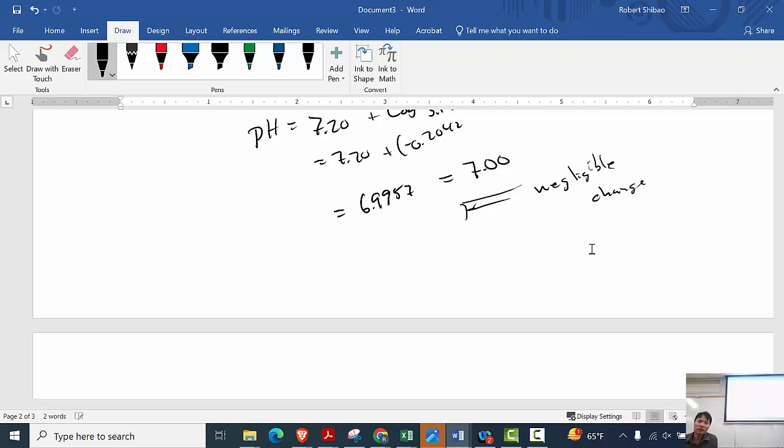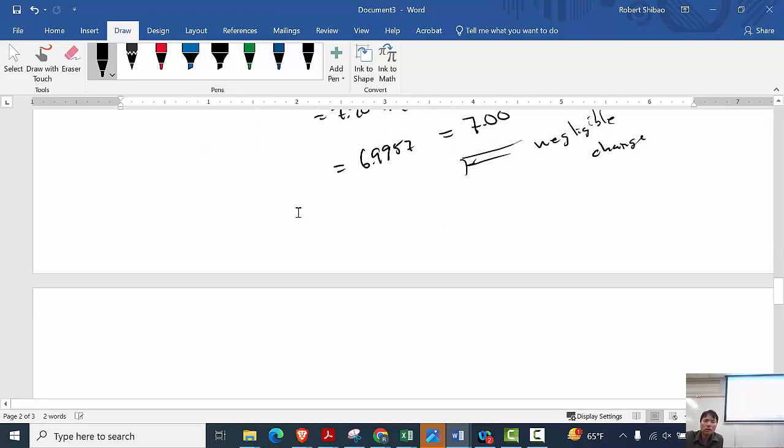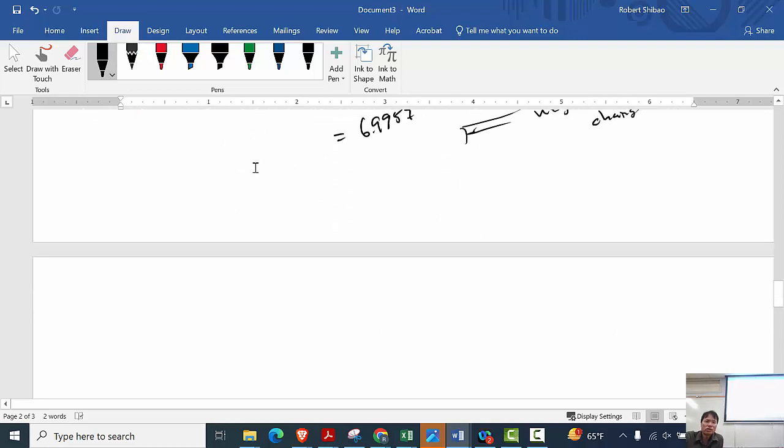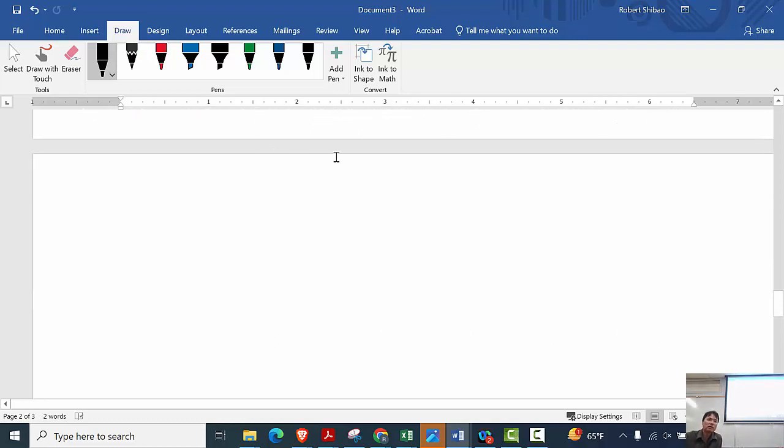So in this case, the buffer did its job. It had enough capacity to neutralize that added acid. However, you can see as the numbers grow smaller, then that one drop is going to be more significant. And so as these concentrations shrink, the impact is going to be larger. All right, let's try the low capacity.